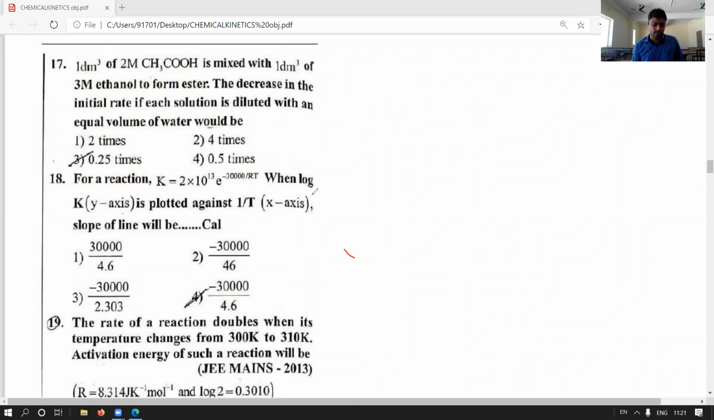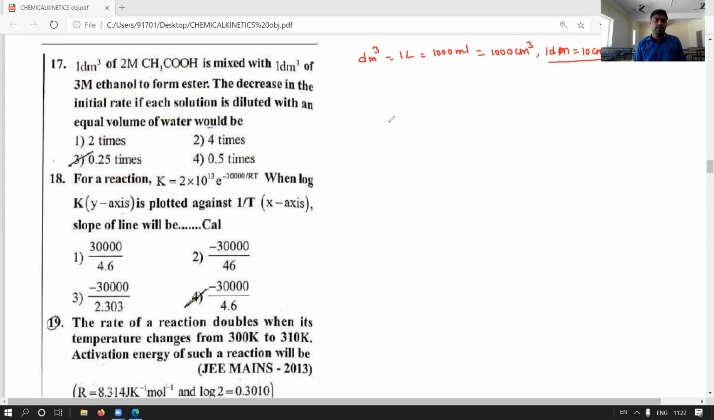Decimeter cube. What is the meaning of decimeter cube? Decimeter cube is nothing but 1 liter, which is 1000 ml, or 1000 centimeter cube. Because 1 decimeter is equal to 10 centimeters.